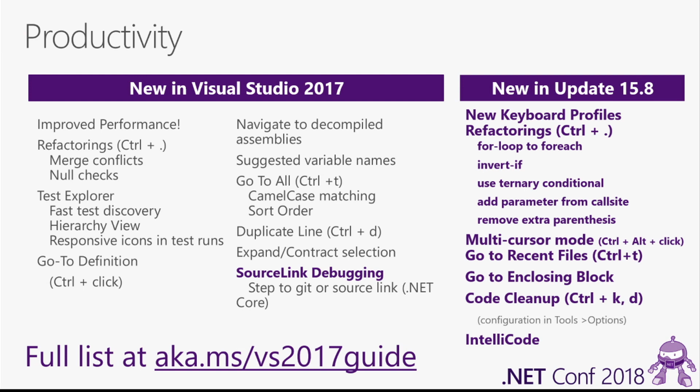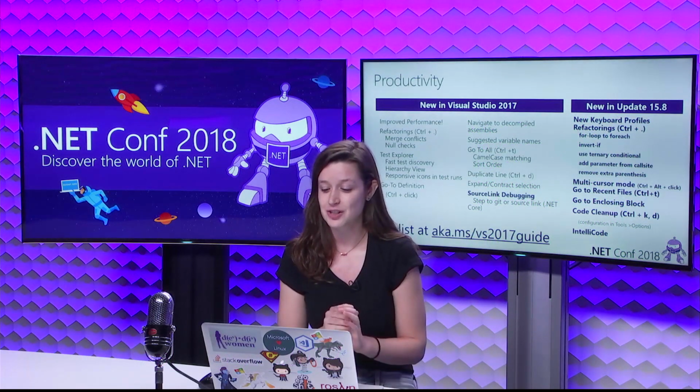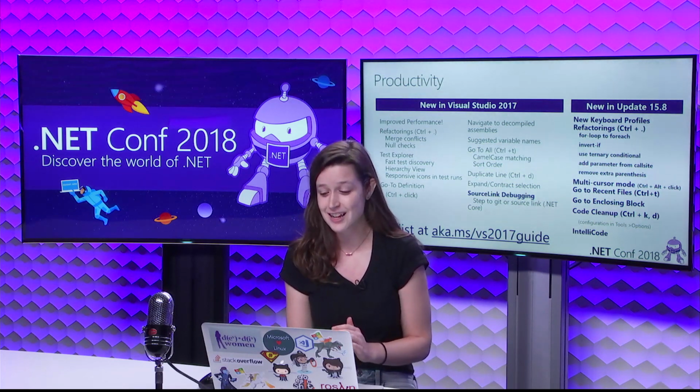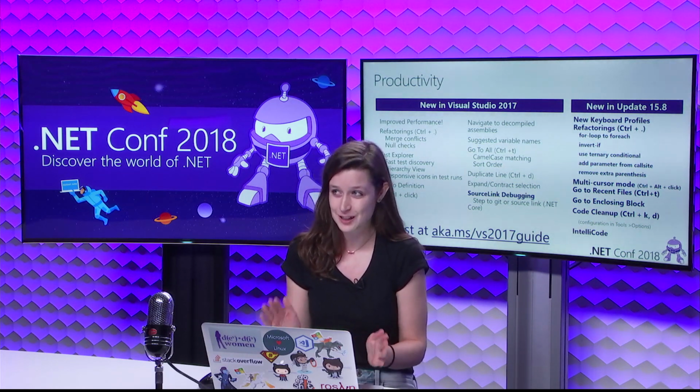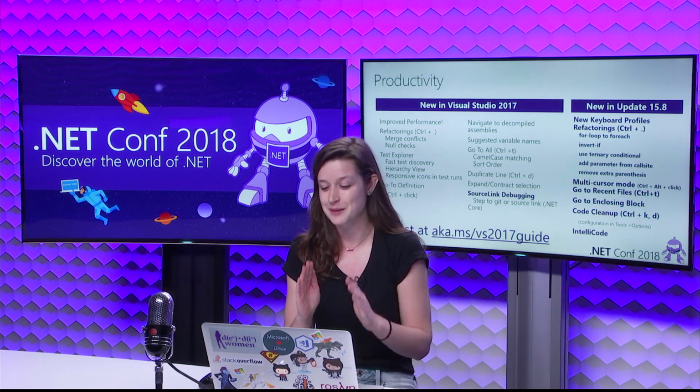This will include new keyboard profiles for VS Code and ReSharper, refactorings, all of those you access through Control Dot, and their code fixes. We've got for loop to for each, invert if, converting to a ternary conditional. You can have a code fix to add a parameter from the call site, as well as removing extra parentheses, which I'm going to use all the time.